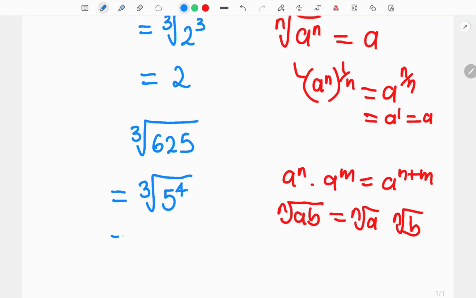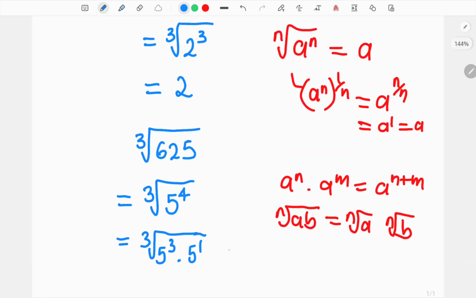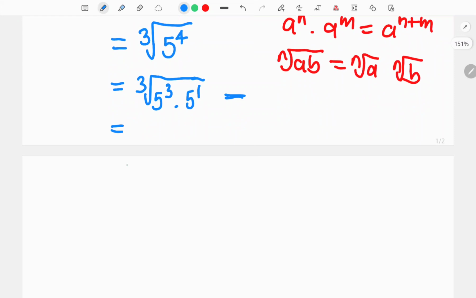So in order to simplify this, we'll first break what is inside the cube root into 5 to the 3 multiplied by 5 to the 1. We just work backward, and then we get that. So what can we do here? We can break it down.